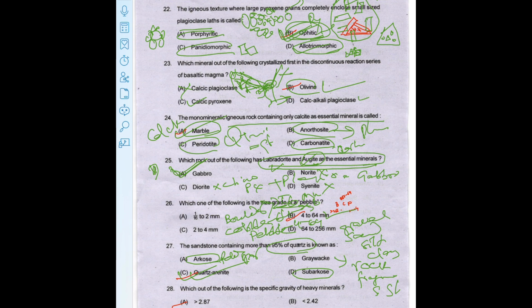Which out of the following is the specific gravity of heavy minerals? It will be 2.87. Above 2.87, the minerals are classified as heavy. So a specific gravity of a mineral having a value more than 2.87 is described as a heavy mineral.